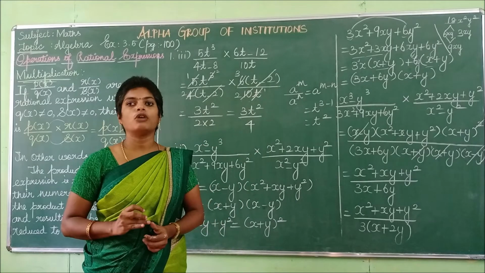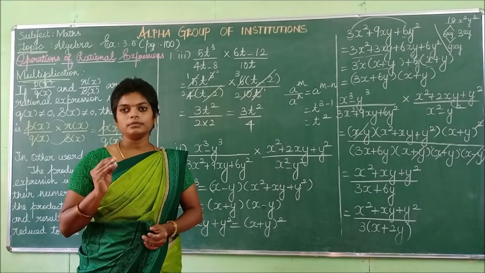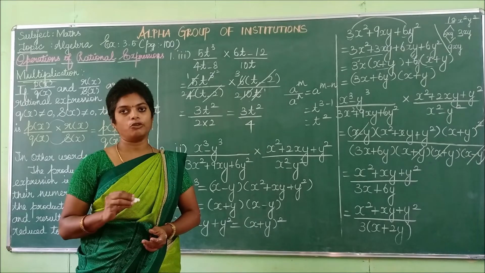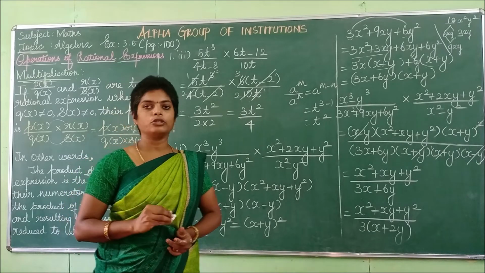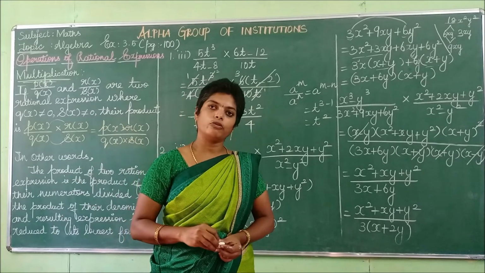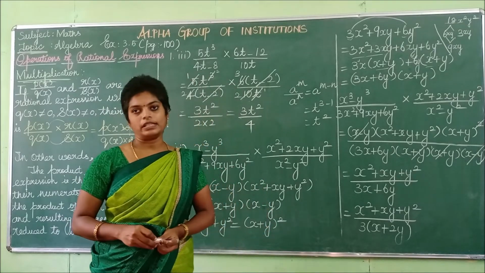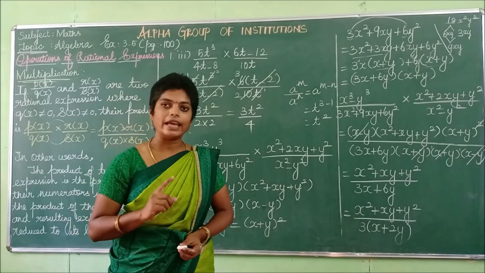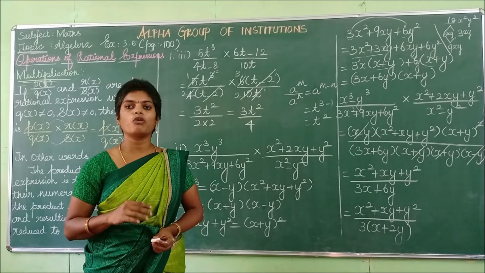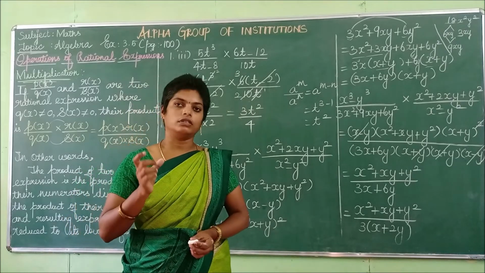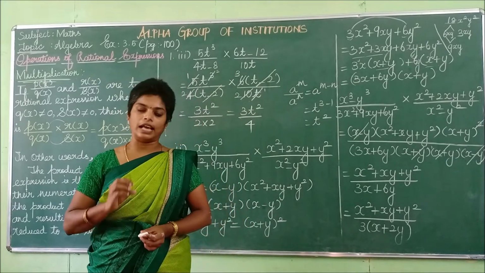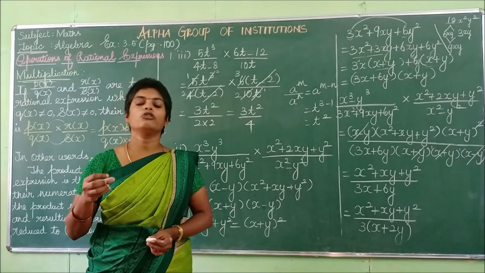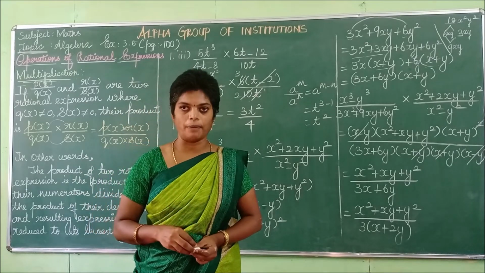For multiplication, you have to keep in mind, a rational expression means it is of the form p of x divided by q of x, where q of x is not equal to 0. Multiplying two rational expressions, p of x by q of x into r of x by s of x, can be expressed as p of x into r of x divided by q of x into s of x. Both denominators q of x as well as s of x are not equal to 0. Then if you find any answer, you have to reduce it to the lowest form.